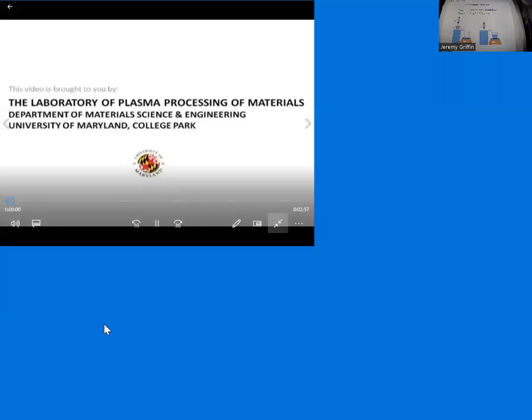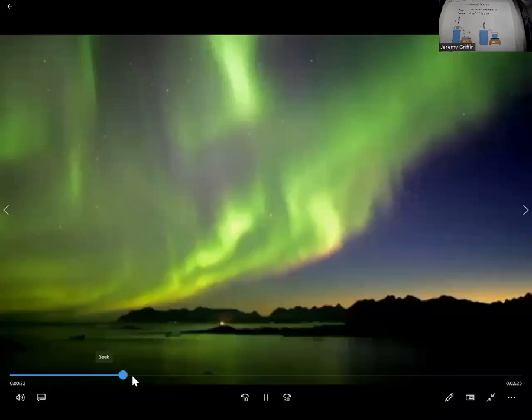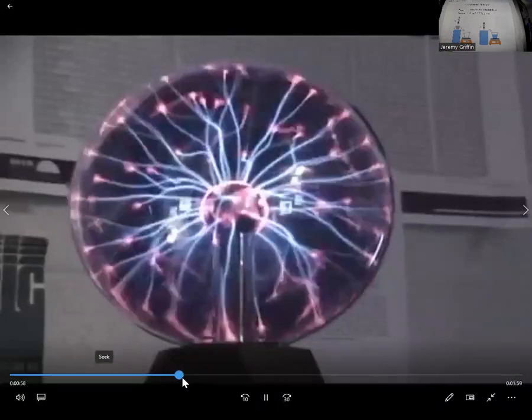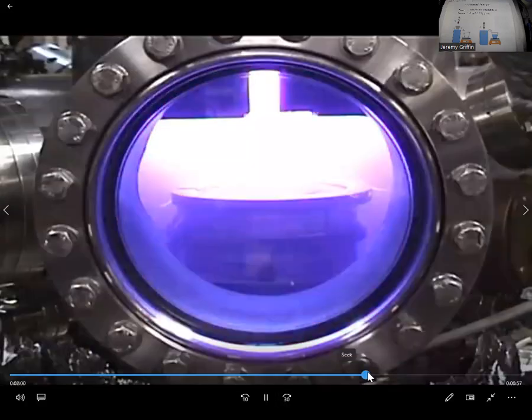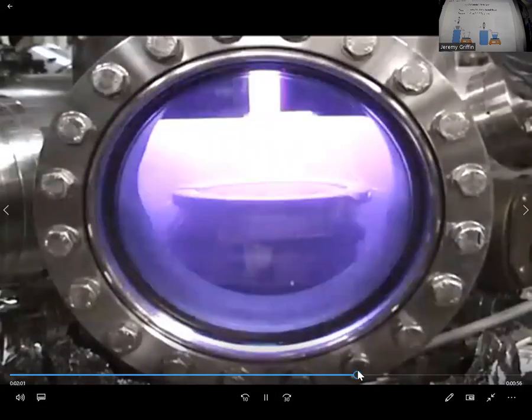Some other examples of plasma. You guys just saw a bunch of examples: fluorescent lights, neon lights, plasma balls. There's a technology application of this they give. There's an example near the end too, so let's look at that.